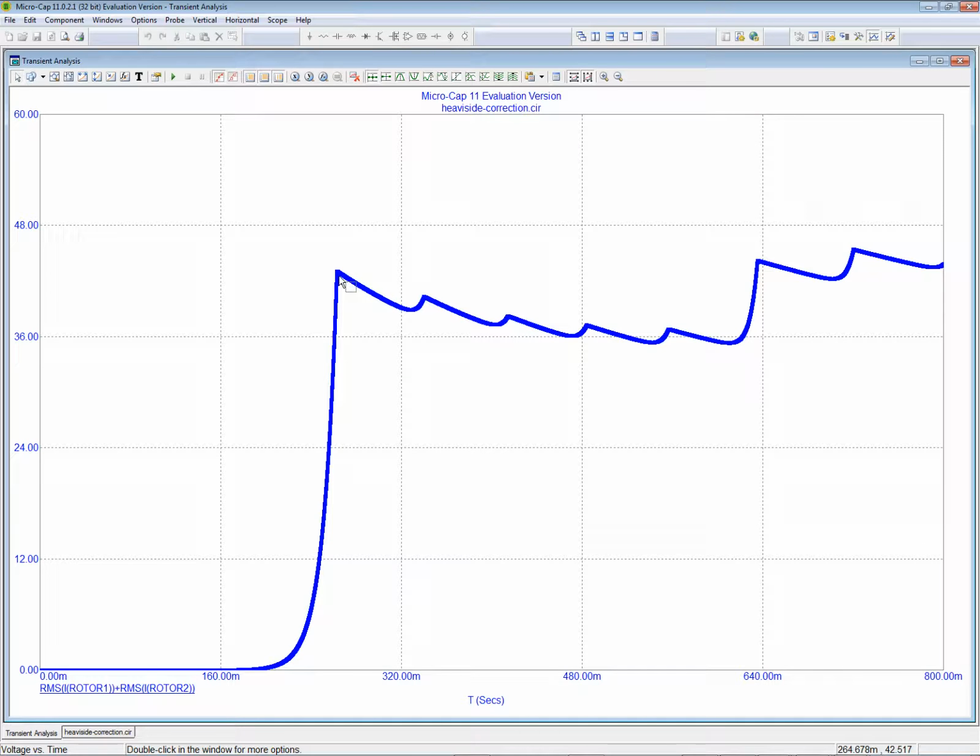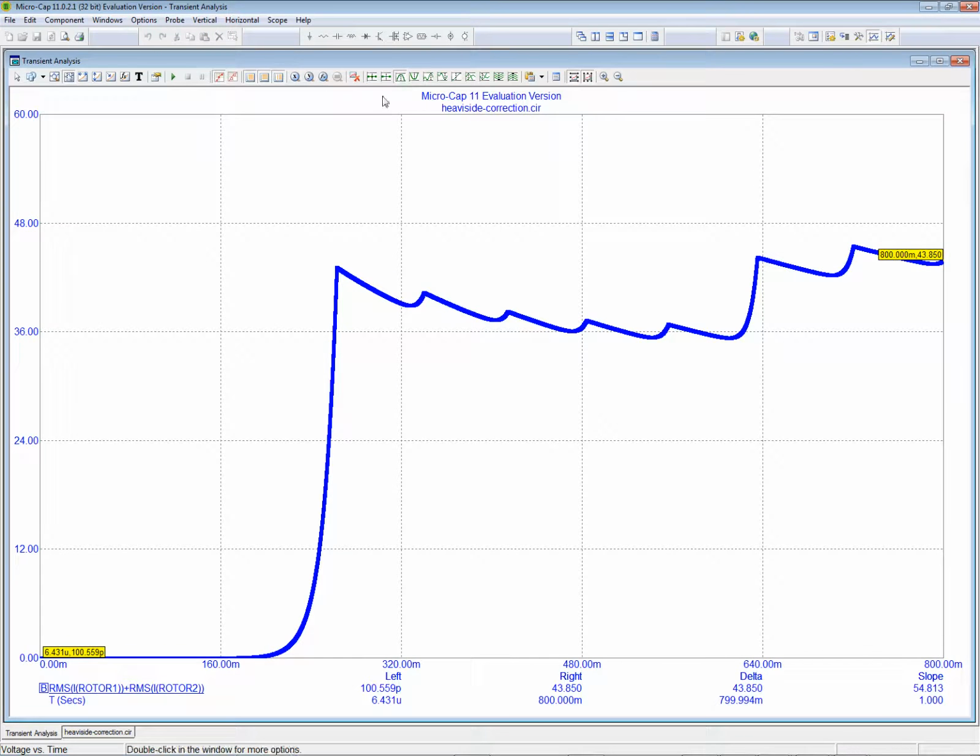So it's the RMS, obviously, of the two currents added together. And the first peak is at, what is this? 43 amps, which is kind of low. 43 amps? Yeah, that doesn't, let's check that. No, that doesn't help. Okay.